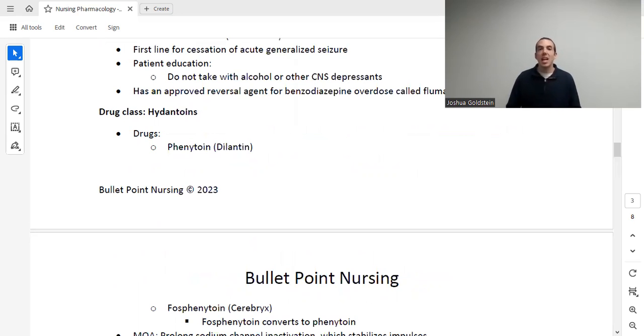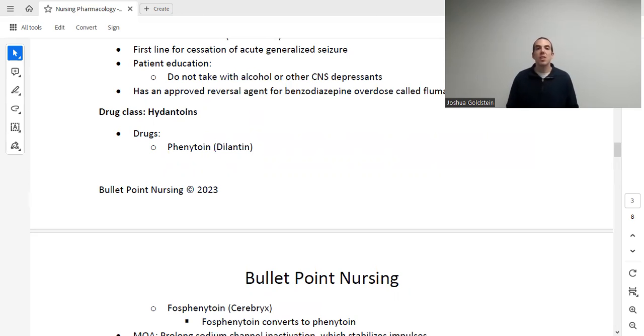There is a reversal agent out there. It's called flumazenil, and it's meant to reverse benzodiazepine overdoses. It is not very commonly used, and there's not anything else that I would expect you to have to know about that. Just know that we do have a reversal agent for it. It's called flumazenil, and we would give it if someone has a benzodiazepine overdose to the point that it's causing too much CNS depression, too much low blood pressure, or too much respiratory depression.